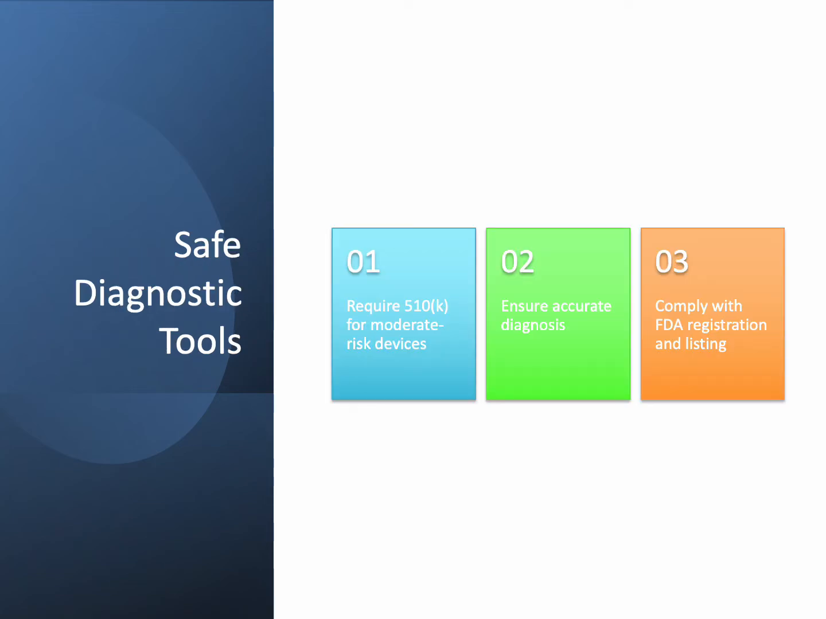Following applications, let's explore safe diagnostic tools as a regulatory application in U.S. medical device regulation. Diagnostic tools, like ultrasound equipment, often classified as Class II, require 510(k) clearance to demonstrate substantial equivalence, ensuring accurate diagnosis and patient safety. For example, a new ultrasound device must show equivalence to an existing model via 510(k). Compliance with establishment registration and device listing ensures traceability, with manufacturers registering annually and listing devices with FDA.